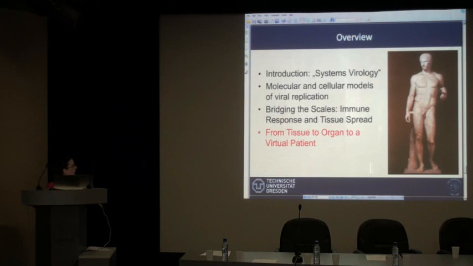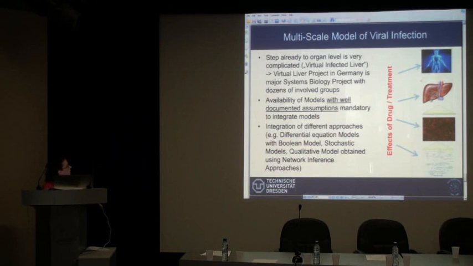And finally, from the tissue to the organ and to the patient. The step to the organ is very complicated already. We talked about this earlier. There is this virtual infected liver, which is a project in Germany where a lot of money is put into this project, and there are many groups involved. However, I think it's already been running for several years, and it's really hard to model this.